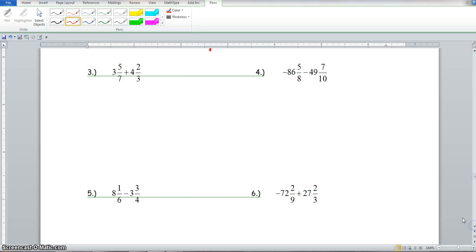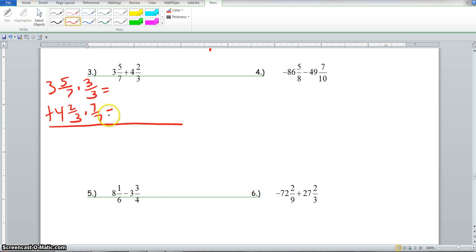Now we come down here to problem number 3. Now we still line this up. We have 3 and 5/7 plus 4 and 2/3. Now we know the common denominator here would be 21 for 7 and 3. So we multiply this numerator and denominator by 3. And we'll multiply this numerator and denominator by 7.